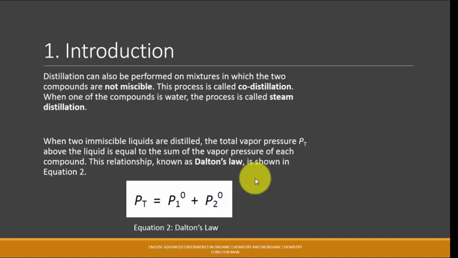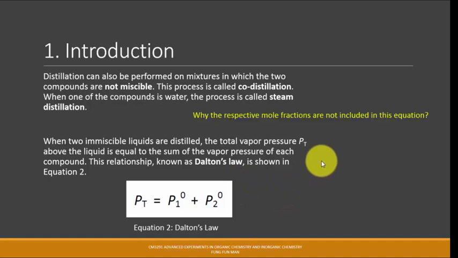When the two immiscible liquids are distilled, the total vapor pressure PT of the liquid is equal to the sum of the vapor pressure of each compound. Now this relationship, which is termed Dalton's law, is shown in equation 2, and you'll find that the respective mole fractions are not included in this equation. And why? Isn't that very funny? It is because in an ideal situation, each liquid vaporizes independently of the other.